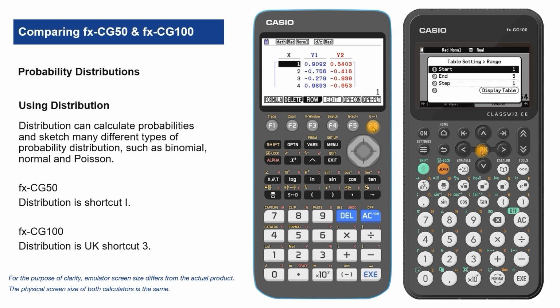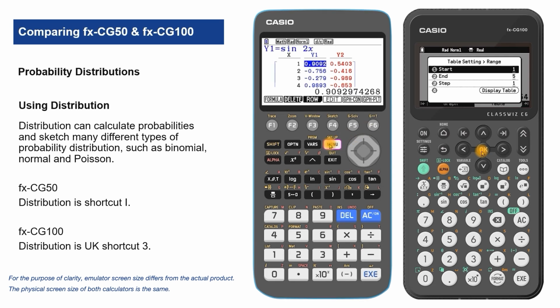Finally, we will look at using the Distribution app. This is a very useful app when dealing with calculating probabilities for both discrete and continuous distributions, as graphs of the distributions are also shown to aid understanding.